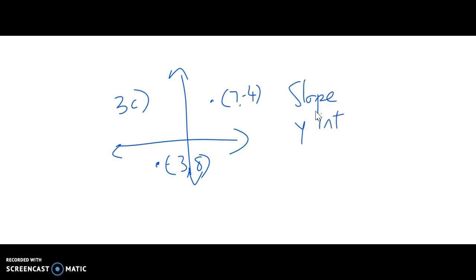Can I do anything with the y-intercept? No, not really. I don't know anything. So I'm going to find the slope. I'm going to do my little calculation. I'm going to get the slope, which is negative 4 take 8, which is negative 12, over 7 take 3, which is 10. If I've made a mistake, please let me know. The slope is negative 12 over 10.